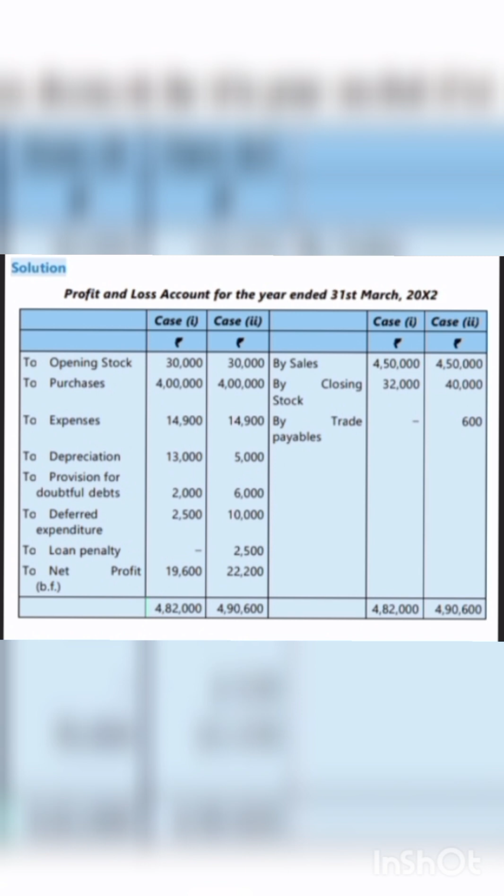To deferred expenditure, in going concern it is rupees 2,500. This has been got by dividing 10,000 by 4. You can refer to additional requirement E. And for the loan penalty, in going concern it is nil, and in the not going concern case, it has been taken from additional requirement I.